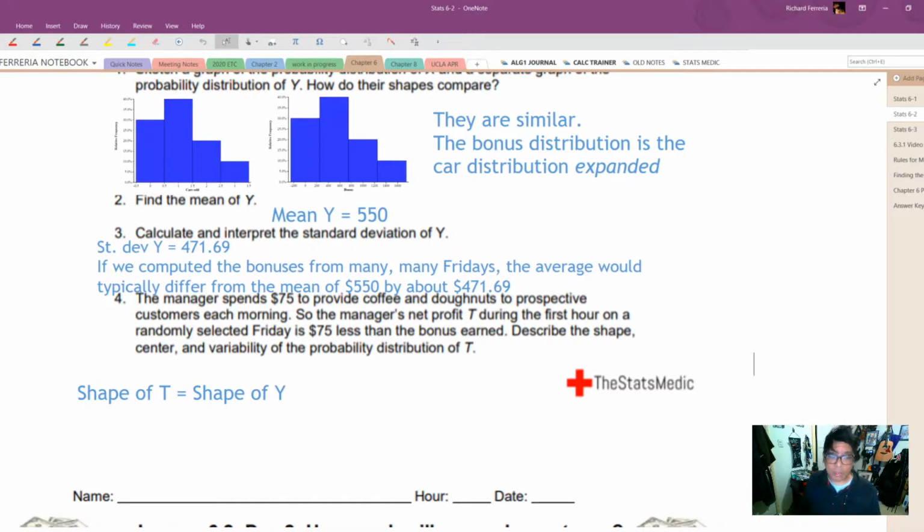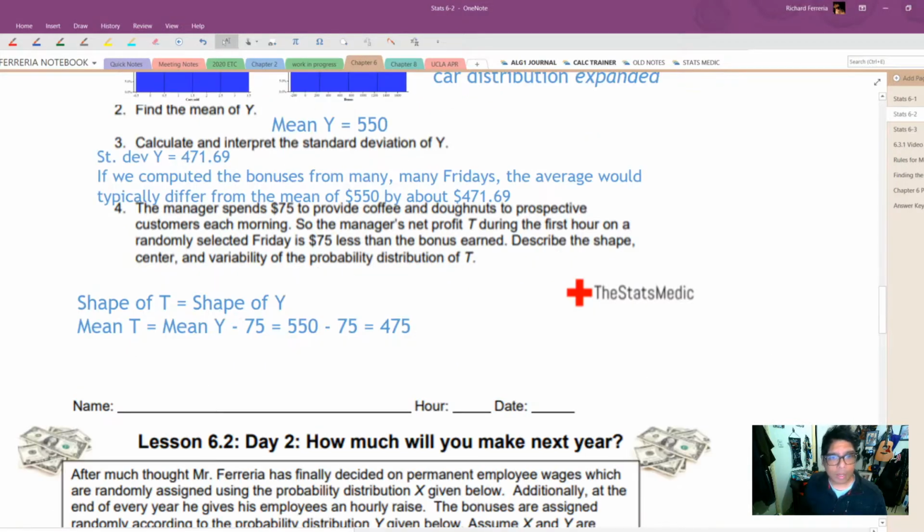Next, the center of T is going to be $75 less than the center of Y. So the mean of T is the mean of Y minus 75, sorry. And lastly, the variability: since we're only adding a negative 75 to every value, we're not multiplying, the variability is going to stay the same. So the standard deviation of T is the same as the standard deviation of Y, which is 471.69.